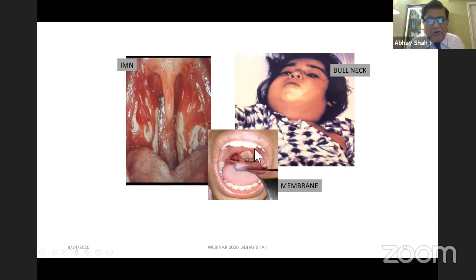And you can see a beautiful patch here. It's a membrane, a pseudo membrane. It will bleed when you try to scratch it or remove it, and there will be a bull neck. That is because this is a case of diphtheria, and you should not miss this. Once you miss the diagnosis, it is probably a question of life and death for the child. So that is very, very important as far as tonsillopharyngeal infections are concerned.